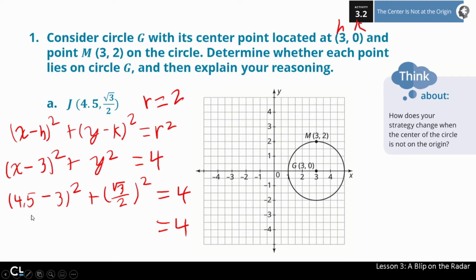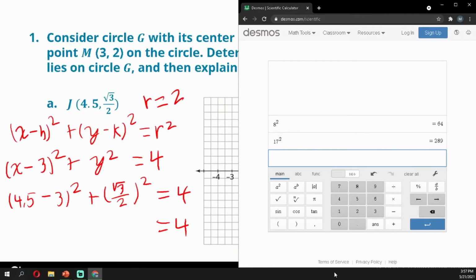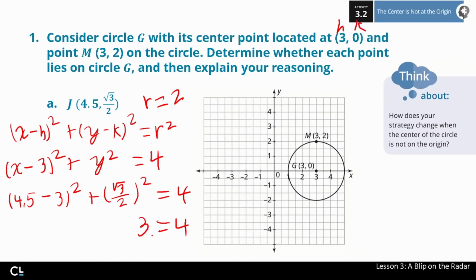So what I'm going to do is just take that. Use your Desmos calculator, people. I tell you all the time. Let's just plug it in exactly how it looks. So open parenthesis, 4.5 minus 3, close parenthesis, and we're going to do our square. Plus, open parenthesis, radical 3. Make sure you click outside of it, divide it by 2, click outside, close it, and square it. And all we have to do is click enter. And what does it give me? It gives me 3.